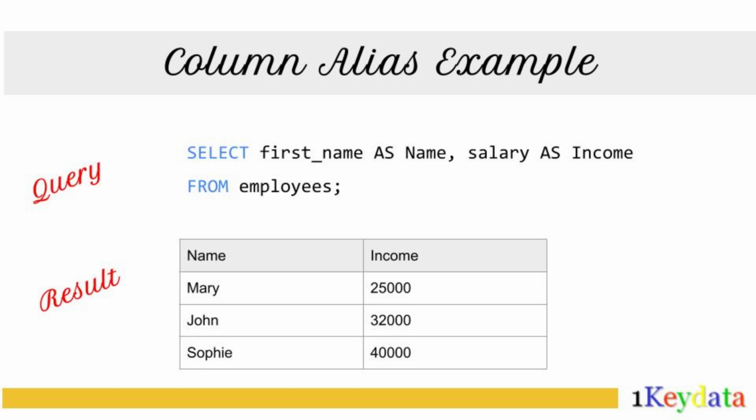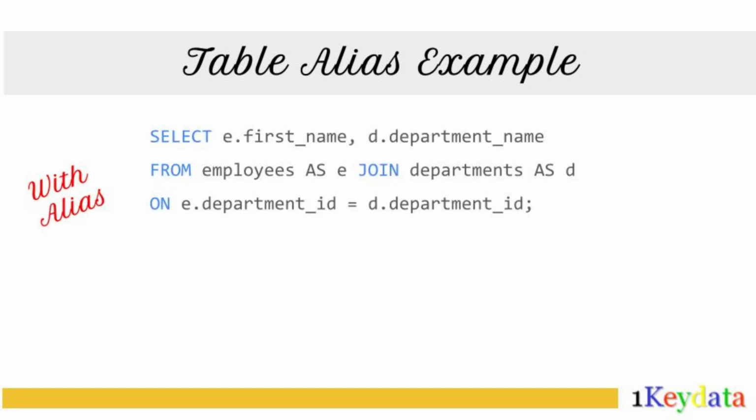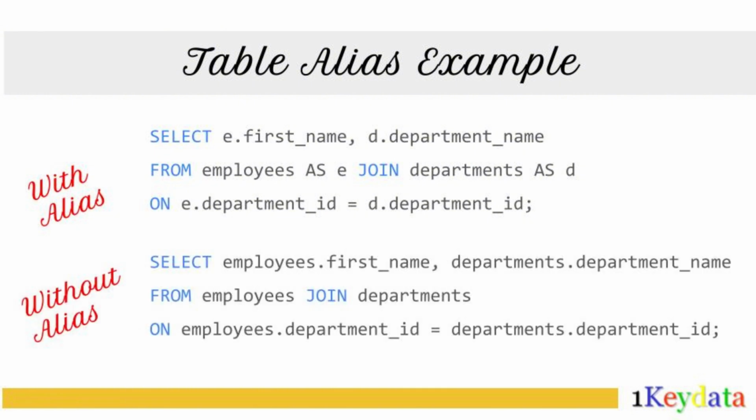Aliases are also handy for tables. Here, we've shortened employees to E and departments to D. When we compare with the SQL code that does not use table aliases, we see that aliases keep our query clean and make it easier to follow.